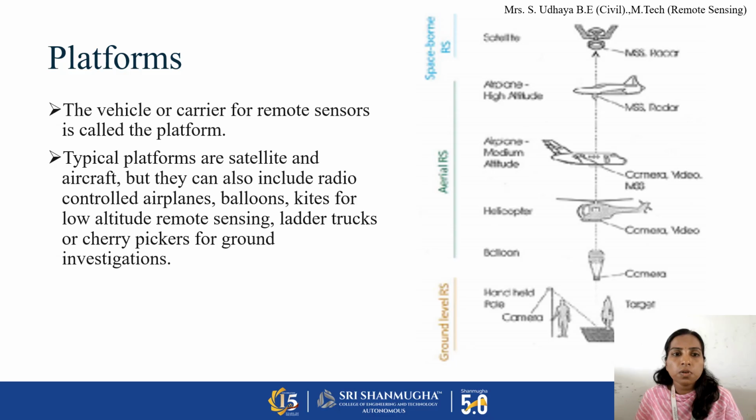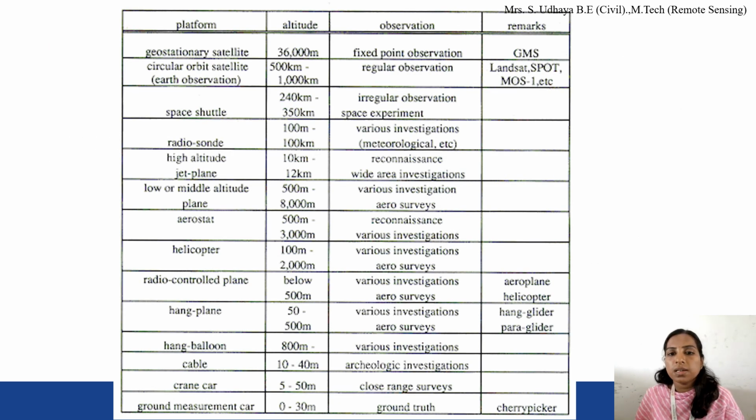So, as I said, platforms are the vehicles or carriers for remote sensors. Typical platforms are satellites and aircraft, but they also include radio controlled airplanes, balloons, and kites for low altitude remote sensing. In recent days, drones are most popular, and ladder trucks or cherry pickers are used for ground investigations. In this table, different types of platforms and their altitudes are mentioned. Let us discuss each platform, its altitude, and the purpose of its observation in detail.